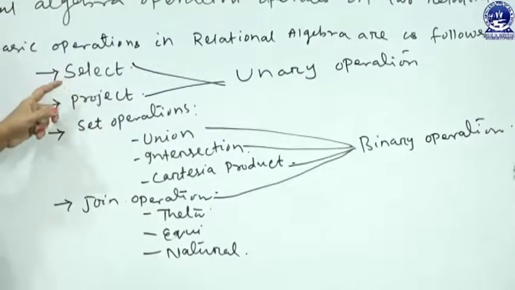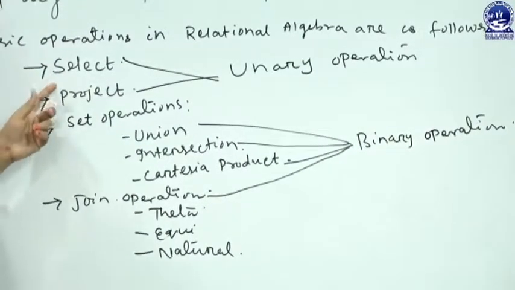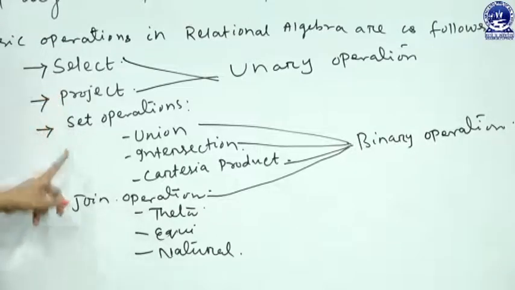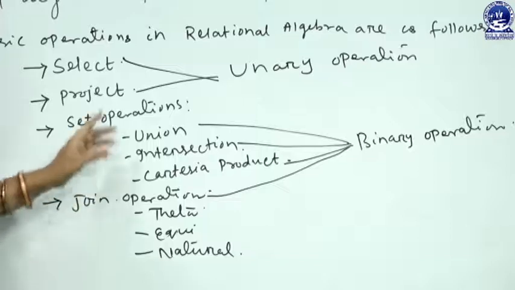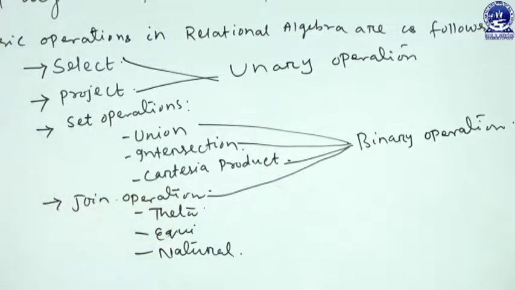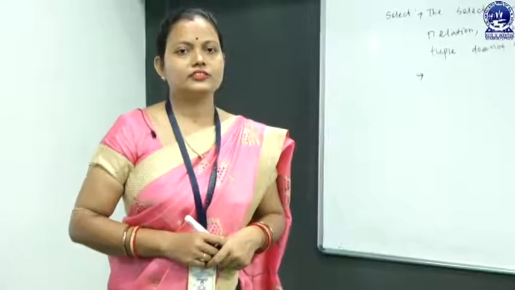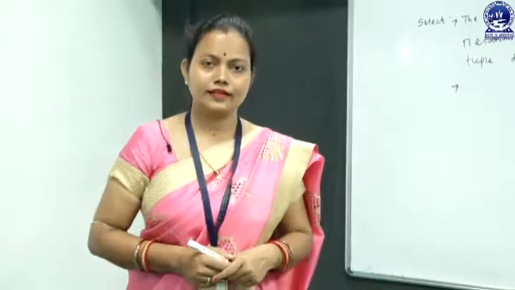So, in case of select and project operation, the operation will operate on a single relation, and in case of the rest of these, that is the set operations and then the join operation, the number of relations that participate is 2. Okay. Let us discuss the first relational algebra operation, that is the select operation.